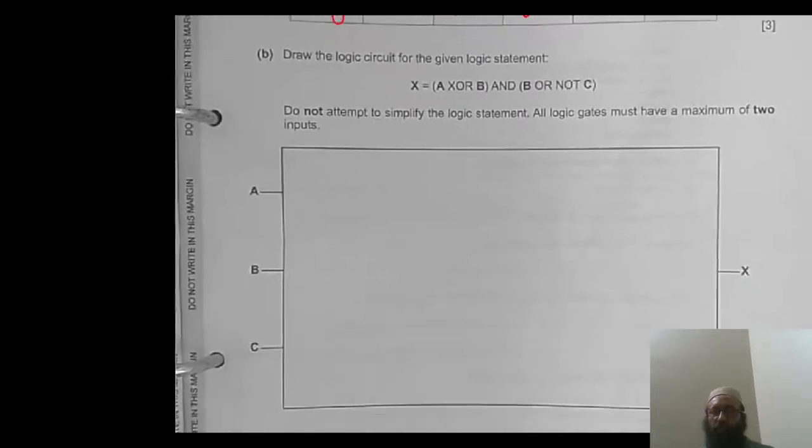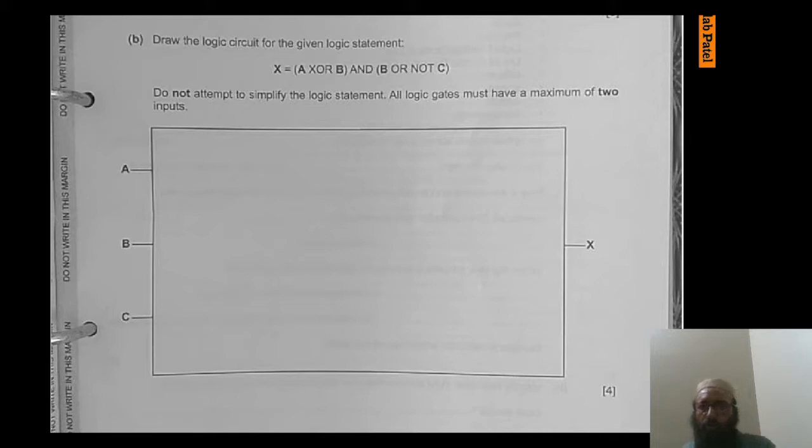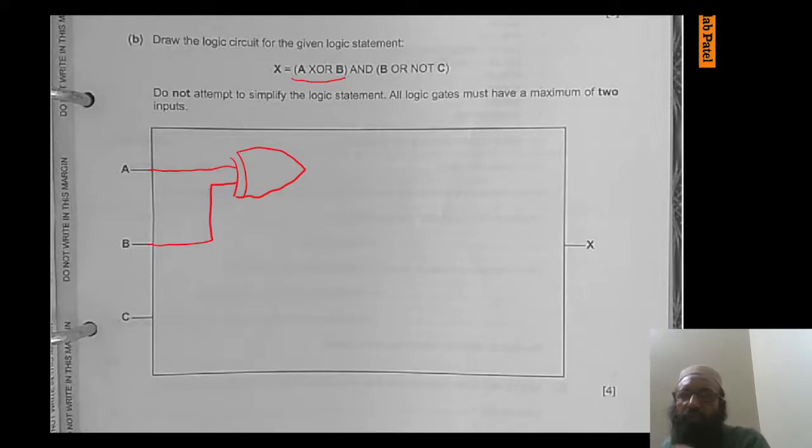Then it says A or B and B or not C. So firstly we draw A or B. We have drawn this part. Then we will draw that part. It says B or not C. So we will apply a NOT gate on C and we connect them using OR gate. Right? Then both of them are connected with each other using AND gate.